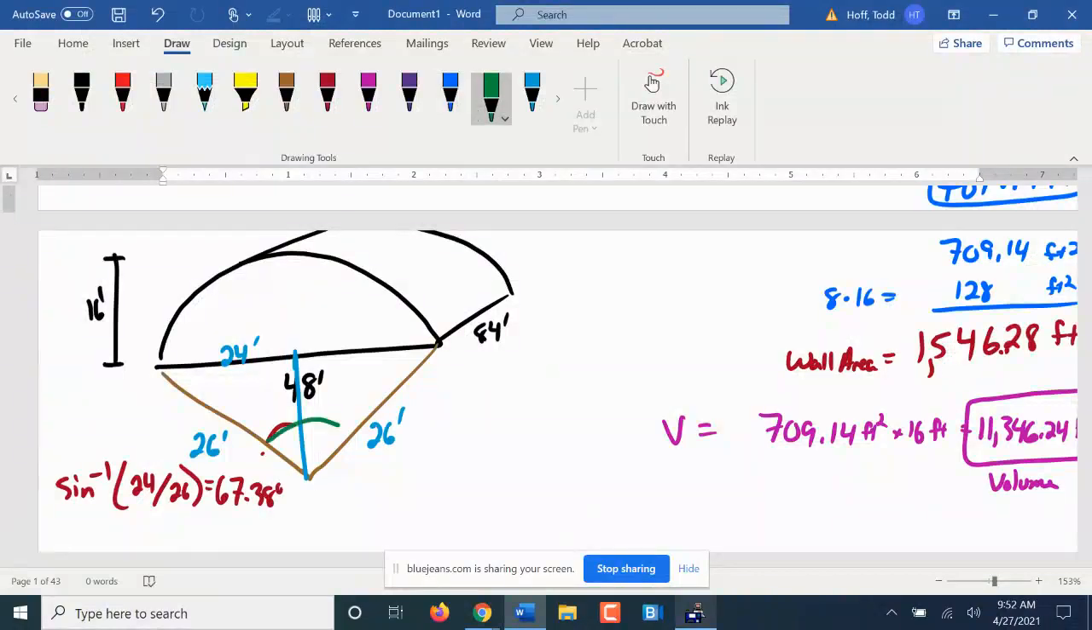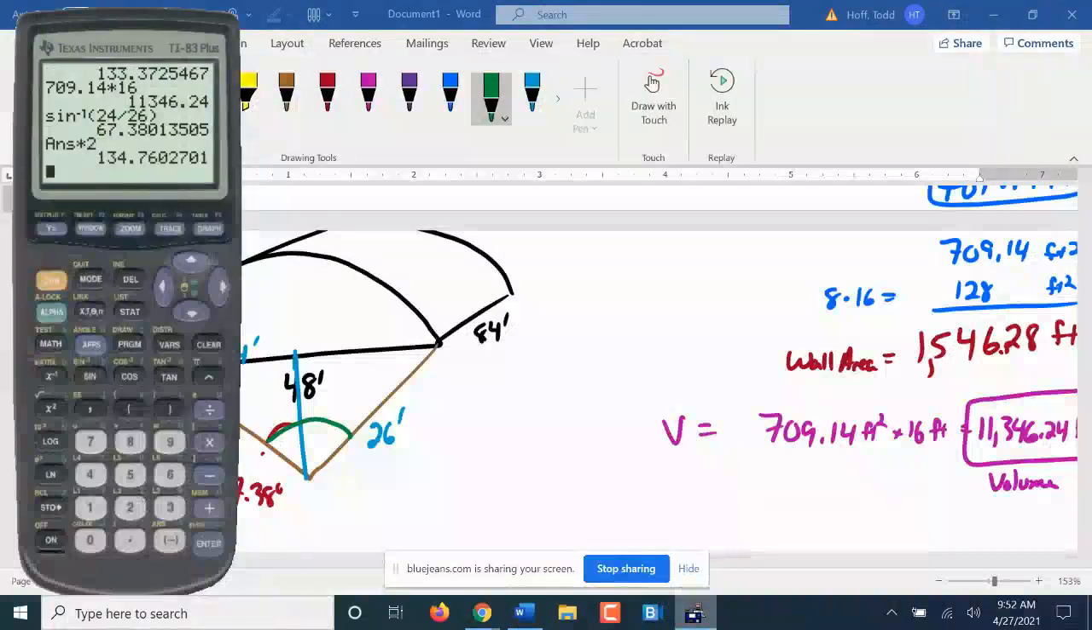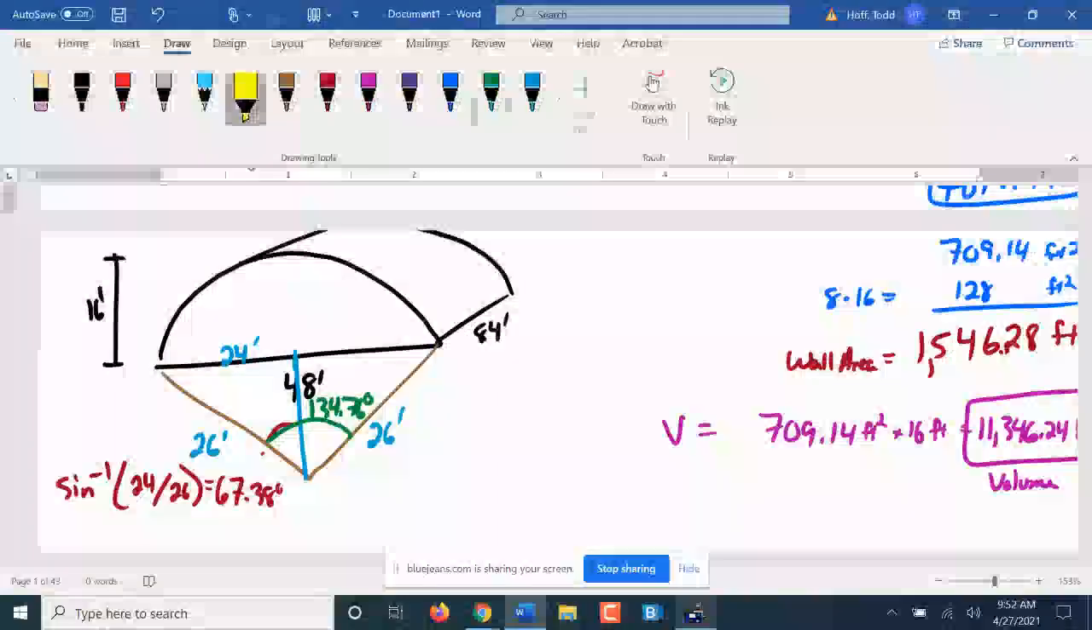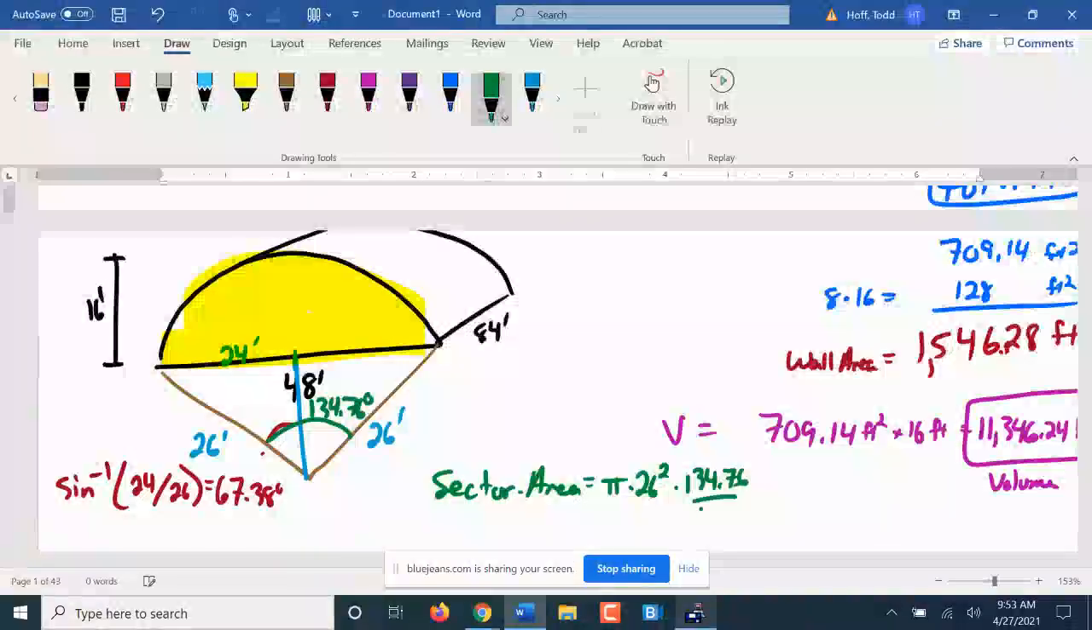So this full angle here is double that, to 134.76 degrees. Now we're ready to go ahead and find the area of this segment here, this piece. We're going to find the area of the sector, which will be that full piece, the pi times 26 squared times the 134.76 over 360.